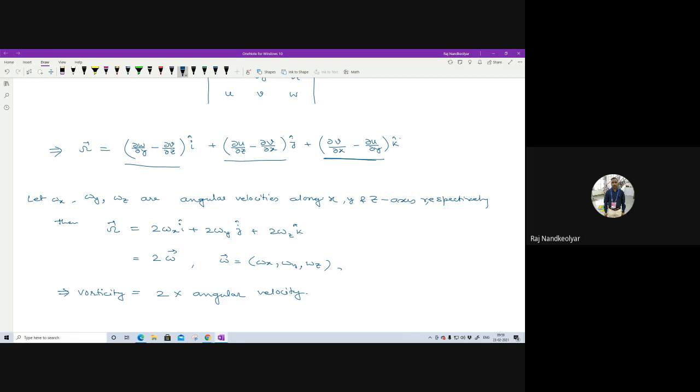Vorticity physically measures the rotationality of the flow.